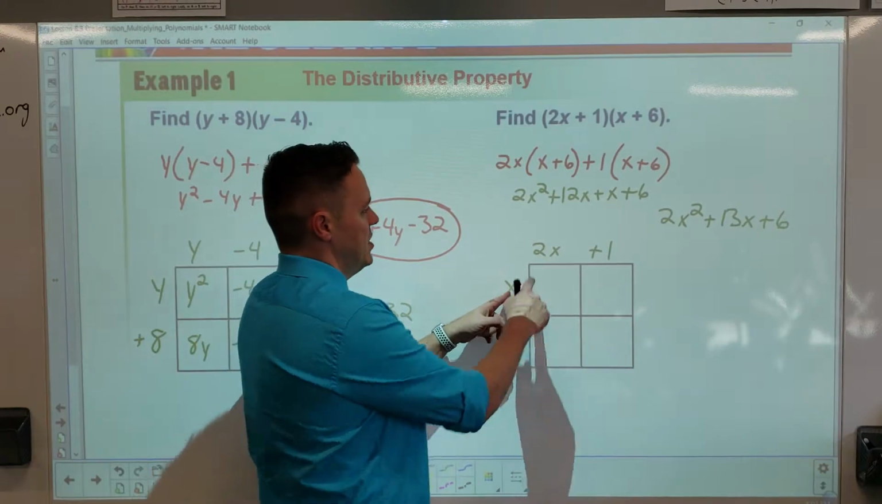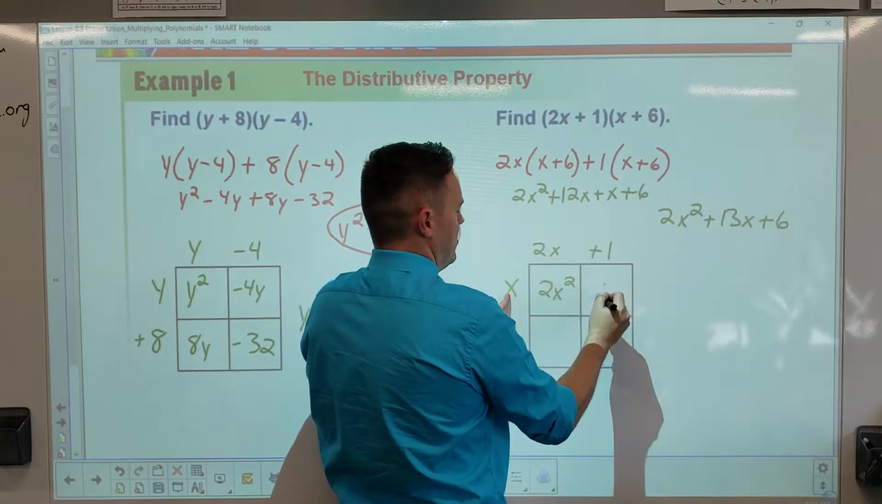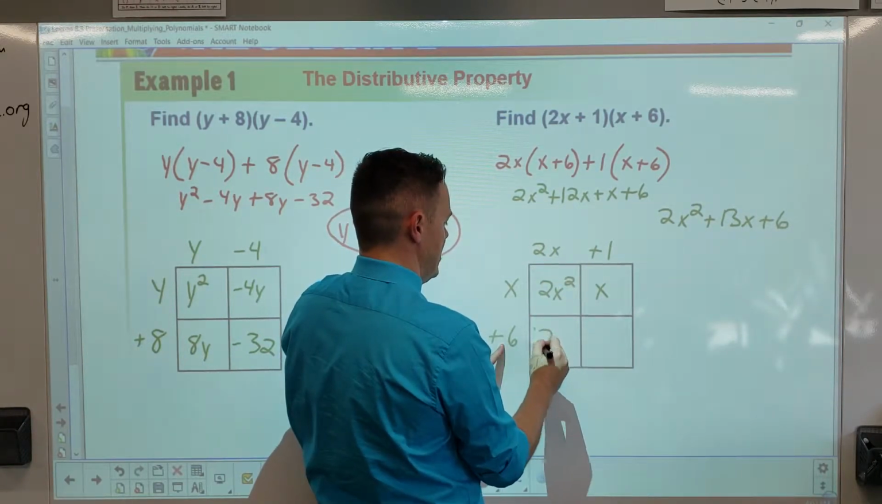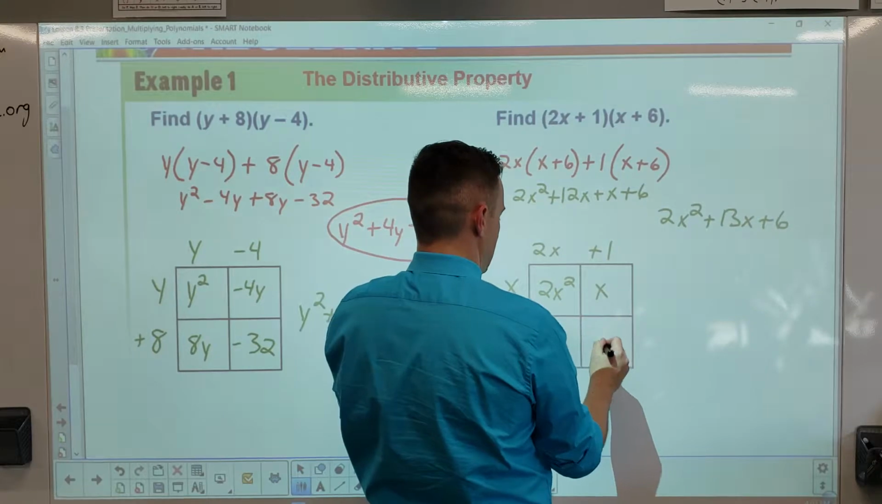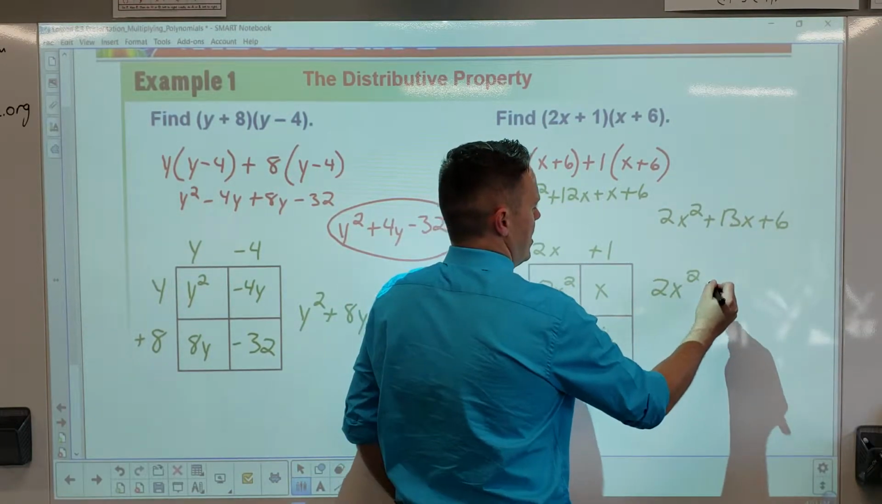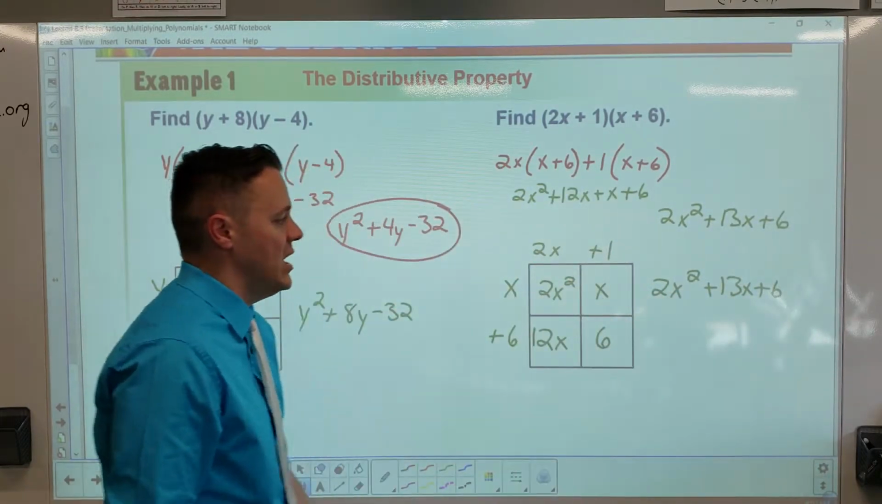Okay, this same setup. 2x times x, 2x squared. x times 1 would just be x. And then 6 times 2x would be 12x. And then 6 times this would be 6. Add them together: 2x squared plus 13x plus 6. So you get the same thing.